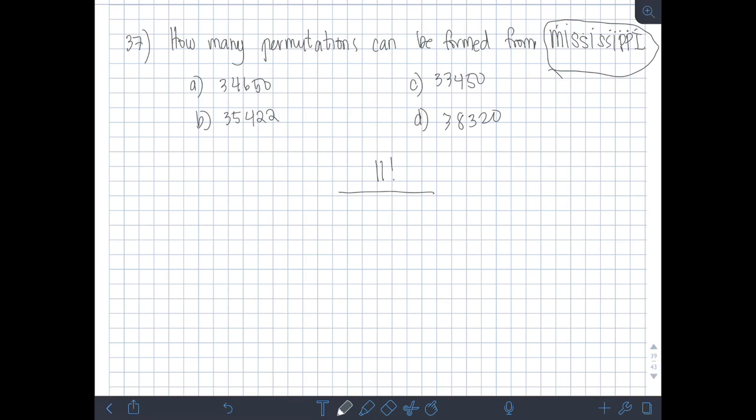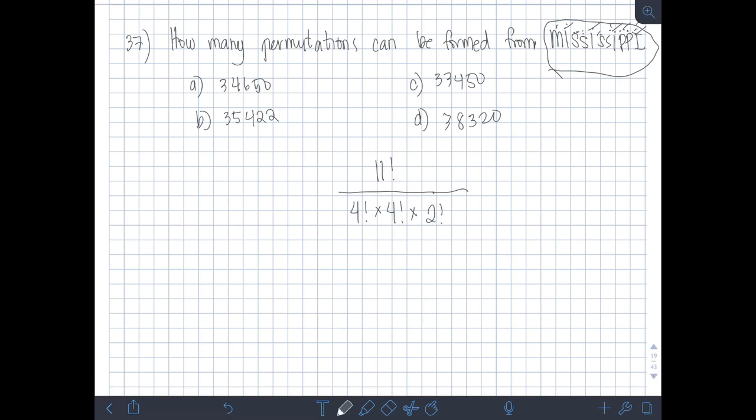ilan yung mga naulit? So, dun muna tayo sa M. May naulit ba sa M? Wala. Sa I, meron. Ilan yung I? 1, 2, 3, 4. So, sulat nyo para dun sa I ay 4 factorial. Times, ano pa yung naulit? S. So, ilan yung S? 1, 2, 3, 4. So, sulat nyo para sa S, 4 factorial. Times, meron pa naulit? P. Ilan yung P? 2. So, sulat nyo para sa P ay 2 factorial.